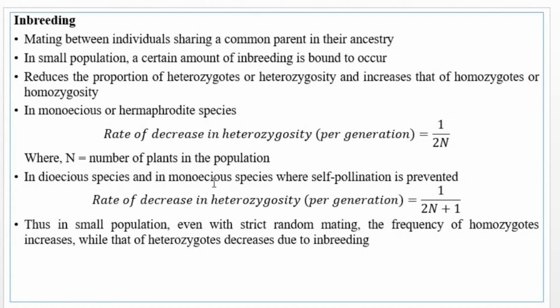In the same way, the increase in the homozygosity. In dioecious species or monoecious species where self-pollination is prevented, that is in cross-pollinated or dioecious species or monoecious with cross-pollination, the rate of decrease in heterozygosity per generation is equal to 1 upon 2n plus 1. Thus, in a small population, even with strict random mating, the frequency of homozygotes increases while that of heterozygotes decreases due to inbreeding. If the population is smaller, the inbreeding will have a greater effect on the changes in homozygosity and heterozygosity. Because even though we practice a random mating structure, there also exists some consanguineous mating. Individuals may have some kind of relationship in their ancestral history. They may share a parent. So inbreeding would happen there, even though we make a random mating in small populations.